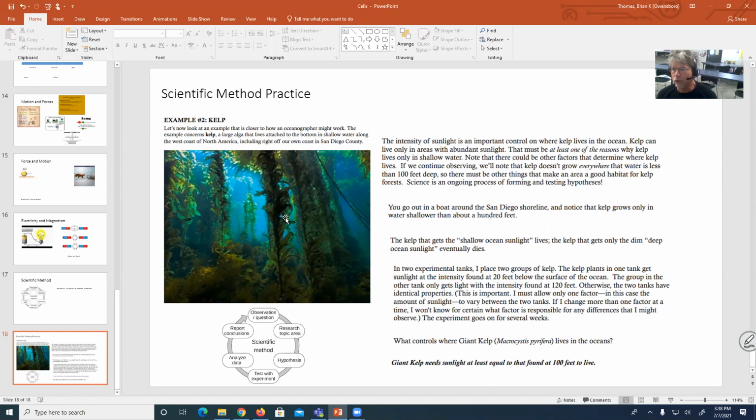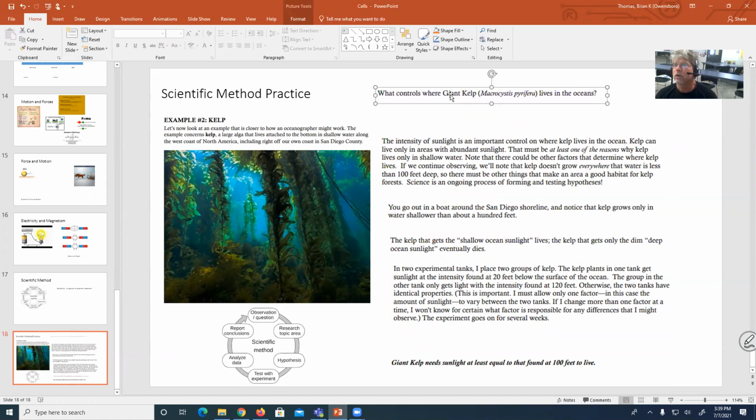So what we're looking for is a question. And if we look over here, that's got an exclamation point. That's got a period. That's got a period. That's got a period. That has a question mark. So that must be our question, what we want to think about. What controls giant kelp? What controls where giant kelp lives in the oceans? So that's going to be actually our first step, is the question. What controls where giant kelp lives in the ocean? It's got a question mark, so that's easy enough.